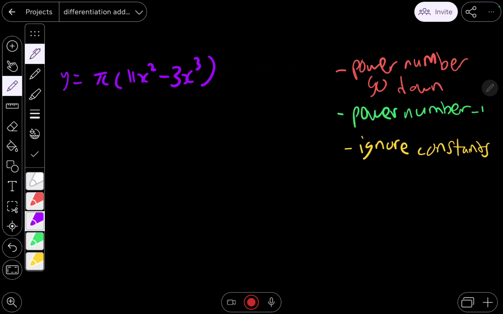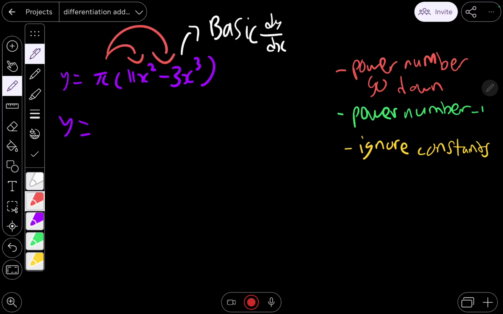Differentiate the following with respect to x, where y is equal to pi, the whole thing in brackets, 11x squared minus 3x cubed. So when we see this, first thing, what method is it? This is a basic one. When I see this, how am I going to differentiate? I'll rewrite it and expand it. Pi times 11x squared gives us 11 pi x squared, and pi times minus 3x cubed is minus 3 pi x cubed.